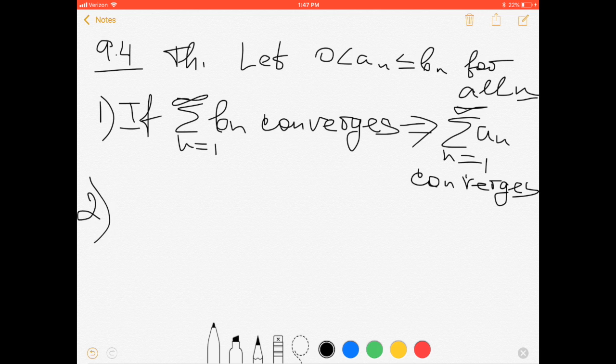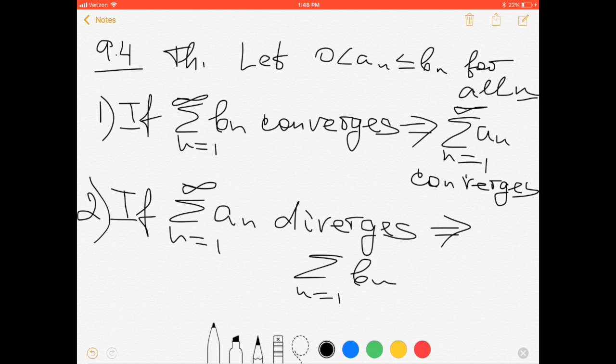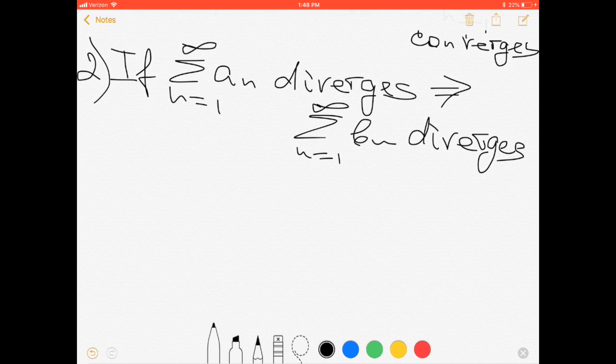Second, if series an diverges, this means the series with the greater terms Bn diverges. Now let's look at how we can use this test.